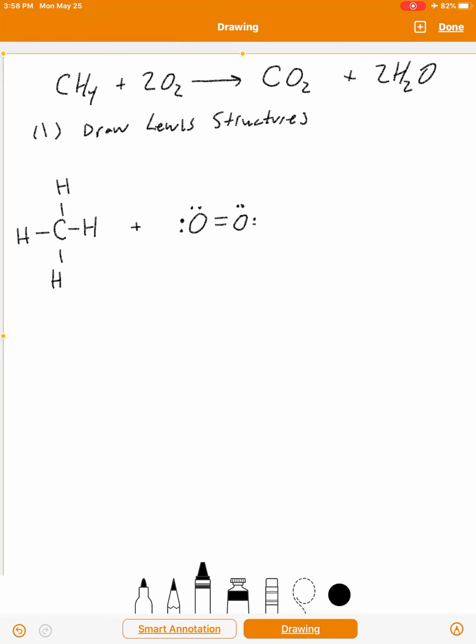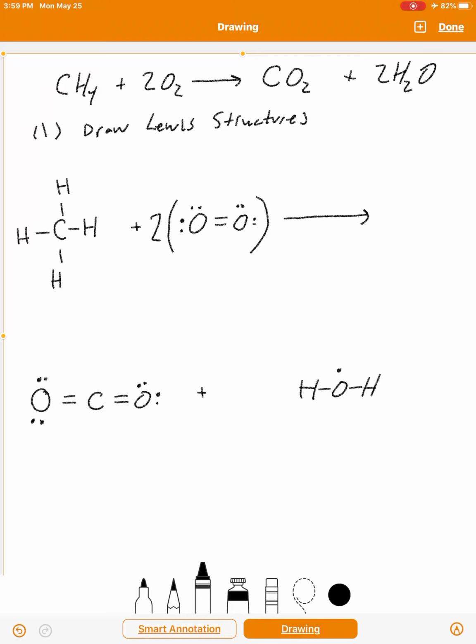Okay, there's methane, there's oxygen. I am going to indicate that there's 2 of these, right? Because the balanced equation says there's 2. Now, since this takes up quite a bit of room, I'll write the products below. So carbon dioxide, there's a double bond between the carbon and each oxygen. And then you got 2 waters. May take you longer to draw these, but again, I've done these many times. Okay, so now we've got the Lewis structures and we've got the stoichiometry.